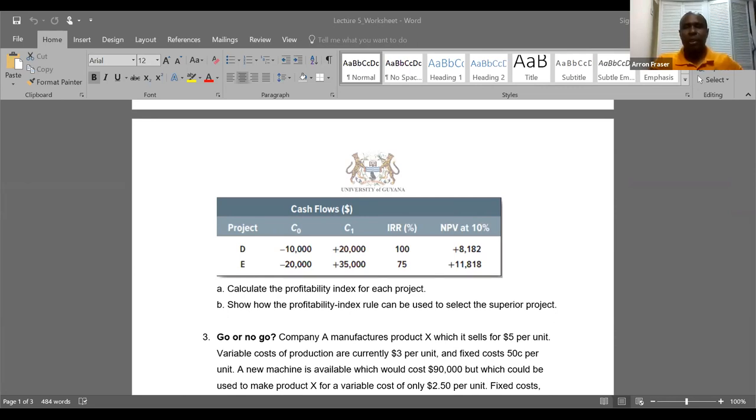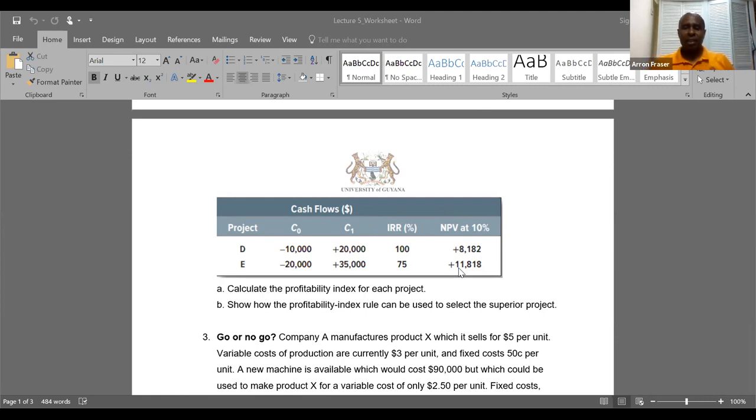I'll show you how it could have been done a lot quicker. What we did in the valuation just now could have been achieved even quicker. Remember, the aim of finance in this course is to ensure that whatever we do adds maximum shareholder value. If we look at these two projects, the one adding more shareholder value is project E, right? You see 11,800 against 8,000. So this is the figure that we really want to maximize.